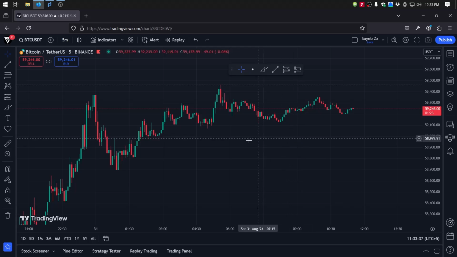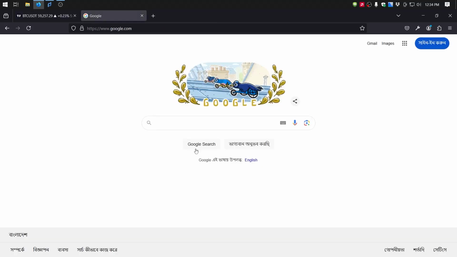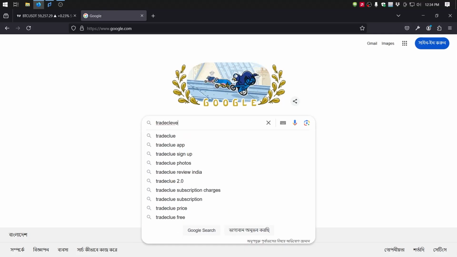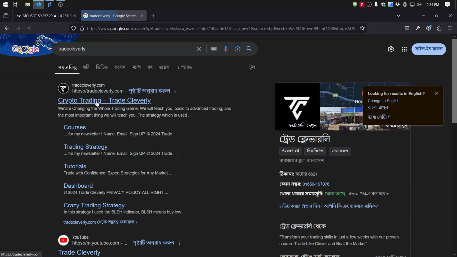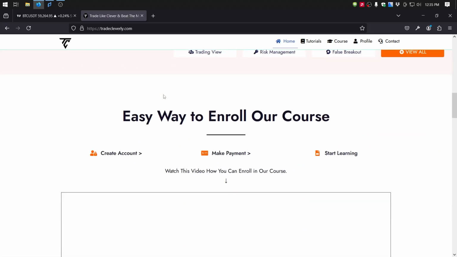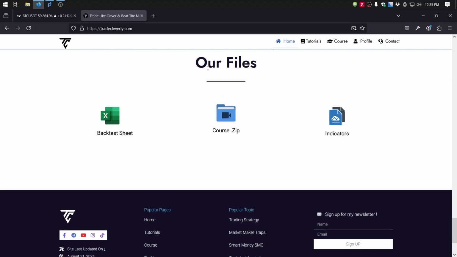So now I have to add the indicator, and this indicator is not available in TradingView. So to get access to the indicator you have to visit Trade Cleverly. I simply write here Trade Cleverly, and you can see our website name is tradecleverly.com. So simply click here, and after visiting our website you have to scroll down, and from our file section you will get access to our indicator.